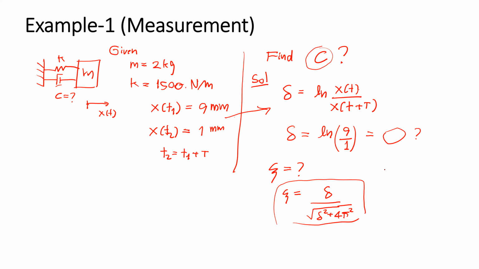So from this equation, we are going to obtain the damping ratio. And we know that the damping ratio is C divided by 2 square root of Km. So in order to obtain C, from here you can obtain C. So you can find the value of C.